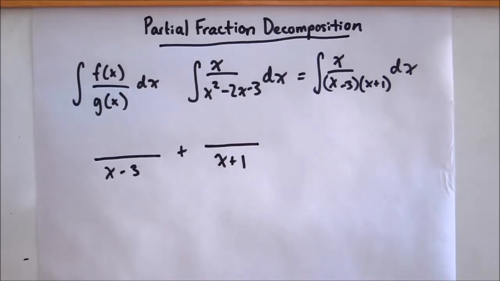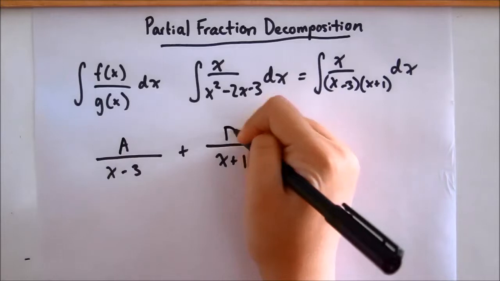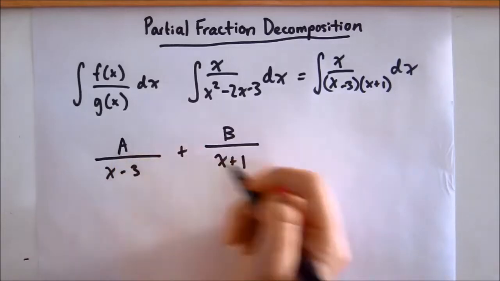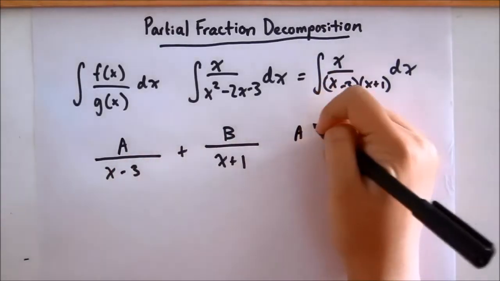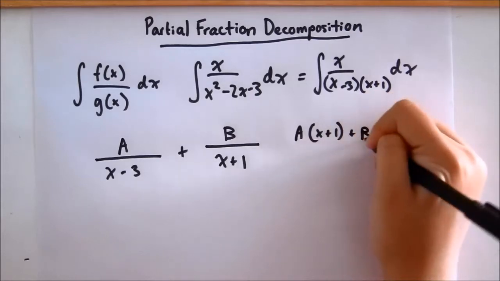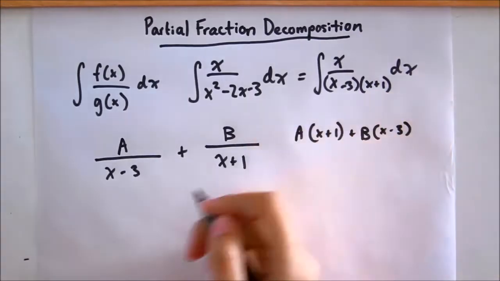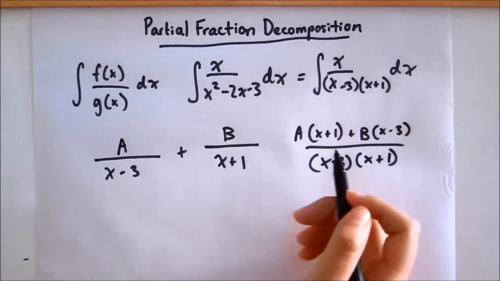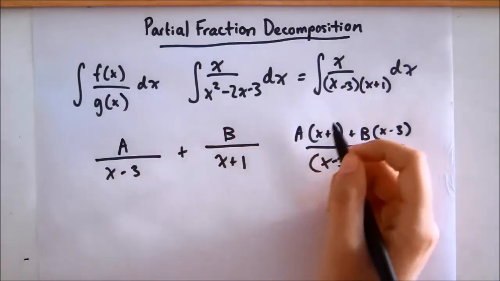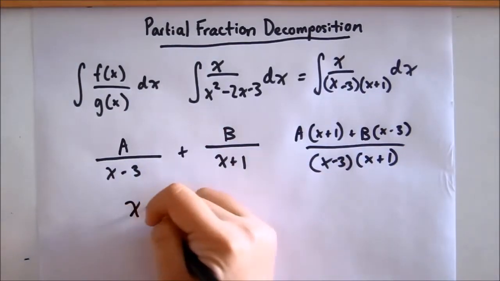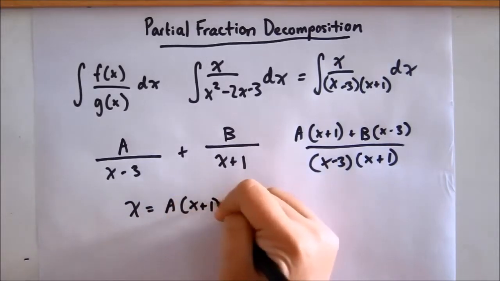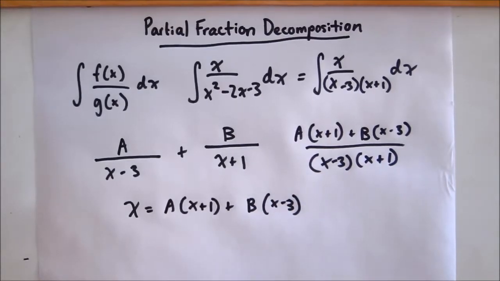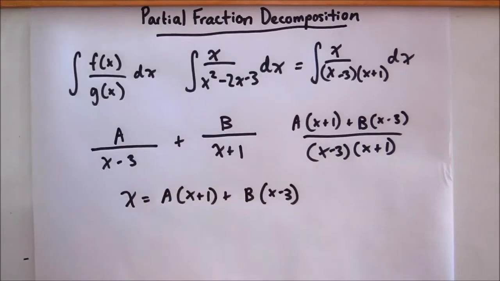We're not sure what the numerators will be yet, so we just use these placeholders A and B that we'll solve for later. The way you can see that this is equivalent is if you set the denominators equal, you'll get A times x plus 1 plus B times x minus 3, all over the same denominator of x minus 3 times x plus 1. Now if you set that equal to the original, since the denominator is the same, you can rewrite that as x equals A times x plus 1 plus B times x minus 3. Now we can easily solve for A and B to find the numerators of these two fractions.